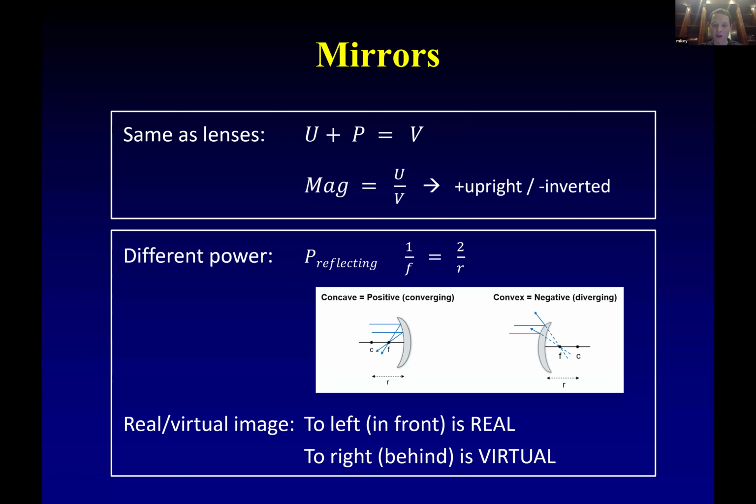The other thing that's different for mirrors is the real or virtual image. The object is the same for both mirrors and lenses: object left, real; object right, virtual. But for mirrors, the image is different. For mirrors, object and image are both real if they're in front, and both virtual if they're behind. So real to the left, virtual to the right. Whereas remember, for lenses, it switches. For lenses, it's object left, real, right, virtual; image right, real, left, virtual.